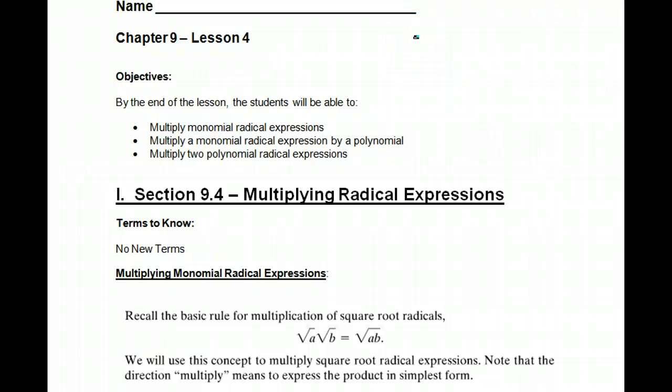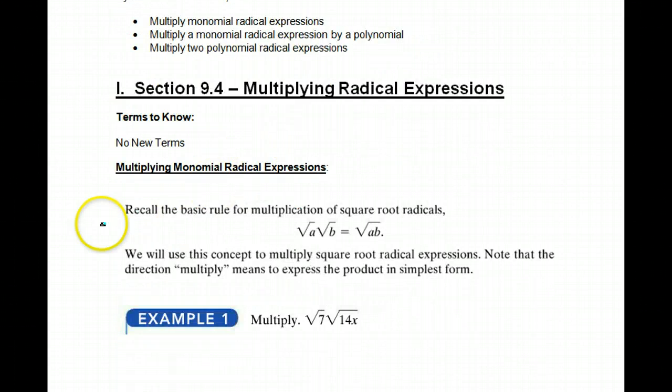This is Brianne Pernick. In this lesson we are going to continue our knowledge of working with radical expressions, and we are going to focus on multiplying a monomial radical expression, multiplying a monomial radical expression by a polynomial, and multiplying two polynomial radical expressions. There are no new vocabulary terms in this section.